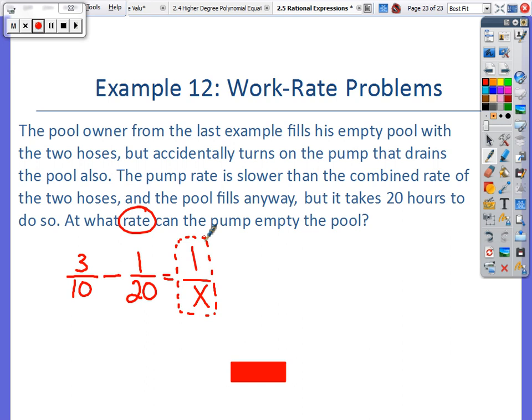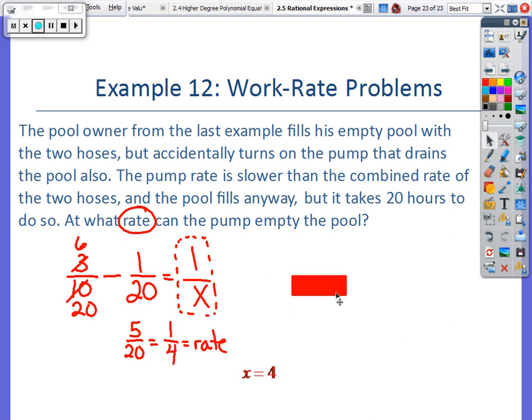So this is a little bit easier. All I got to do is get common denominators, and then go ahead and do this, and you get 5 over 20, which is 1/4. And 1/4 is the rate. Now, how long would it take? Well, it would take 4 hours instead of 3 and 1/3. And so 1/4, though, is the rate. Your x is 4, that's your time. But what is the rate is what they're asking for. So technically on this one, x is 4, but your rate is going to be 1/4. And that's what they're looking for.